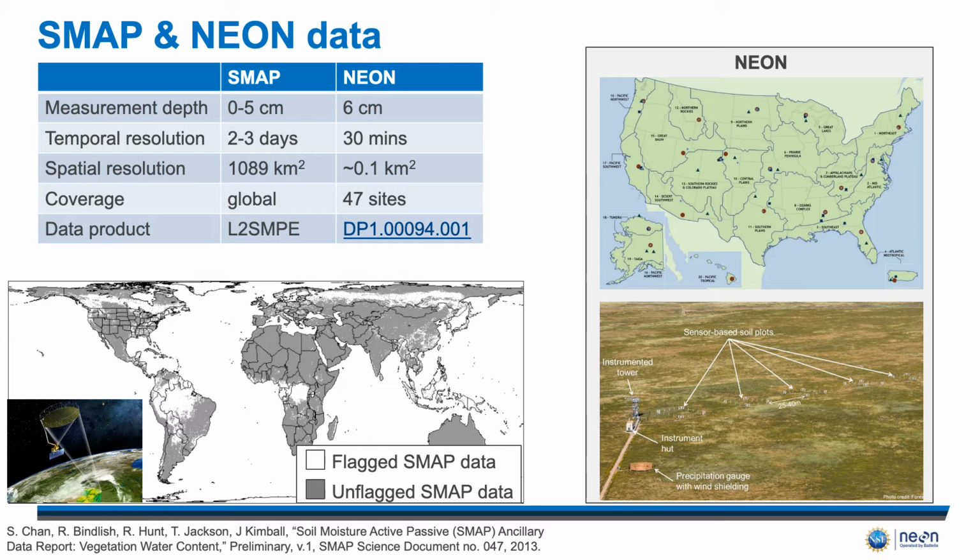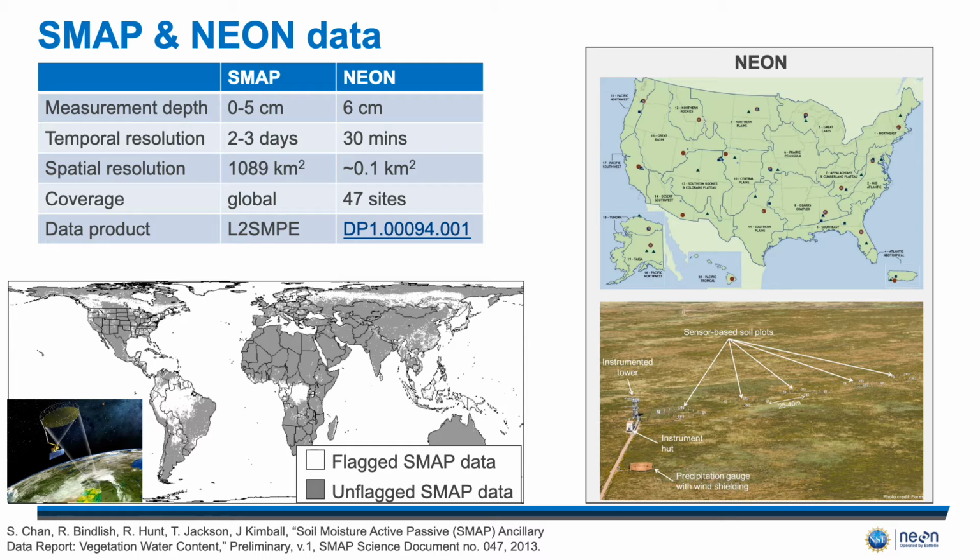This is the data that we used for this. For SMAP, it was 0 to 5 centimeters soil moisture with a temporal resolution of 2 to 3 days, a spatial resolution of about 1,000 square kilometers, and close to global coverage. For NEON, we used the shallowest sensors, about 6 centimeters deep, with a 30-minute averaging interval and a spatial resolution of around 0.1 square kilometers, because it comes from 5 soil plots spaced up to about 50 meters apart. And this is generated from 47 sites dotted around the US, representing a really wide range of ecosystems and soil types.